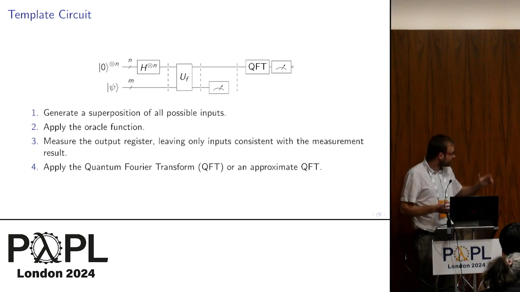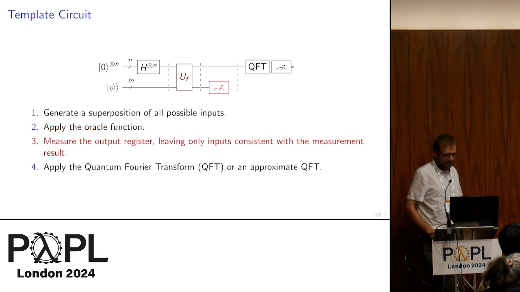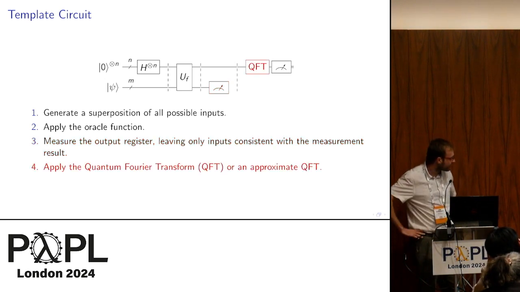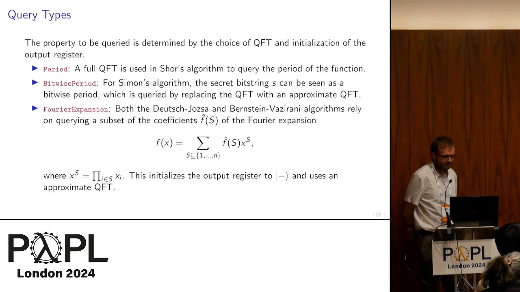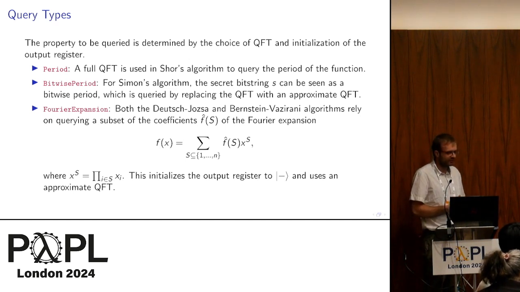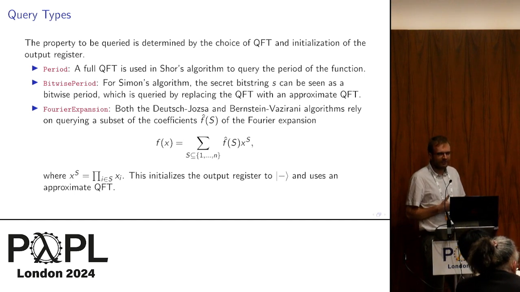Now, all of these algorithms have the same structure, and this corresponds nicely to what we saw with the classical generate and test paradigm. So you generate a superposition of all possible inputs, you apply your oracle function, you measure the output register, and this has the effect of filtering your superposition to only get those that are consistent with the measurement result. And then there's this quantum Fourier transform, or for some algorithms, it's an approximate QFT, which is just a Hadamard transform. So the only difference between these algorithms is in the choice of the QFT, whether it's a full QFT or the approximate QFT, and then the initialization of the output register.